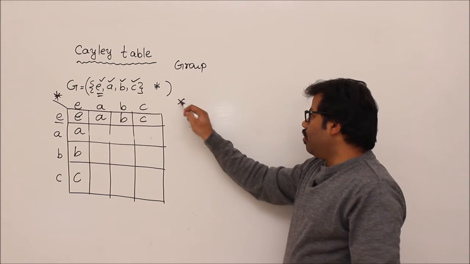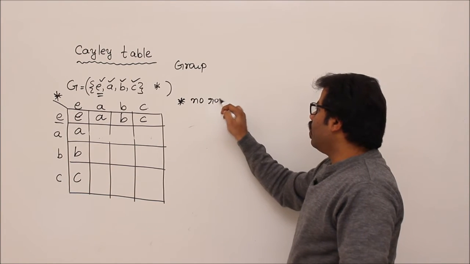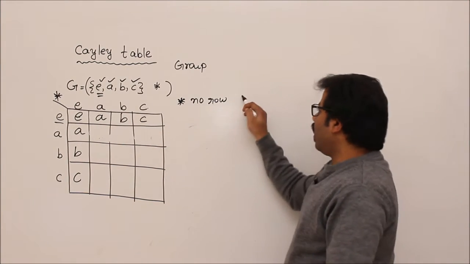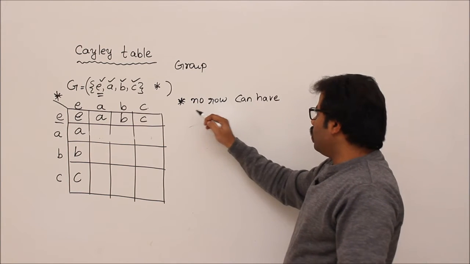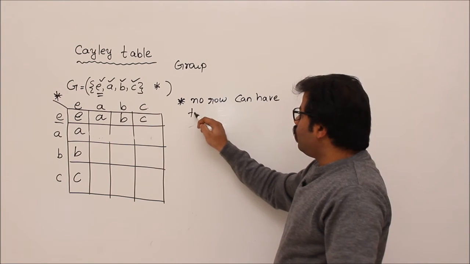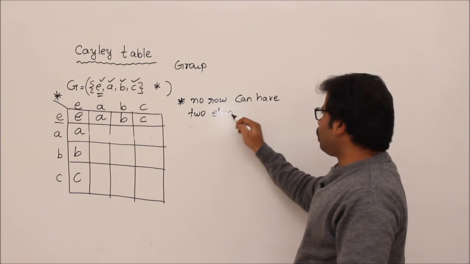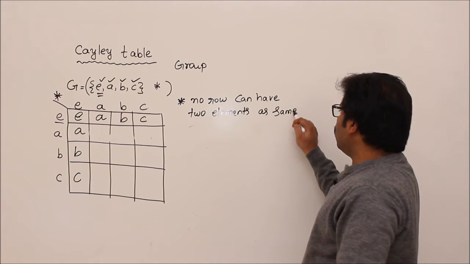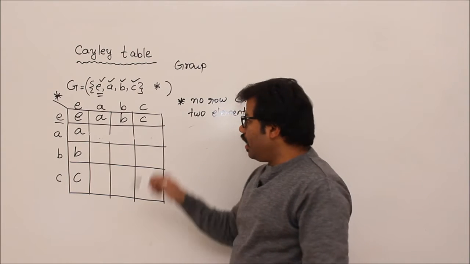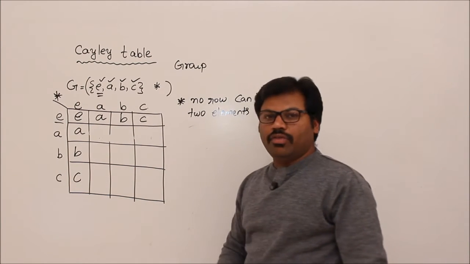So from now onwards, remember, in a Cayley table no row can have two elements as same, right? Remember it. Similarly for column, in Cayley table you take any column, two positions cannot have same value.